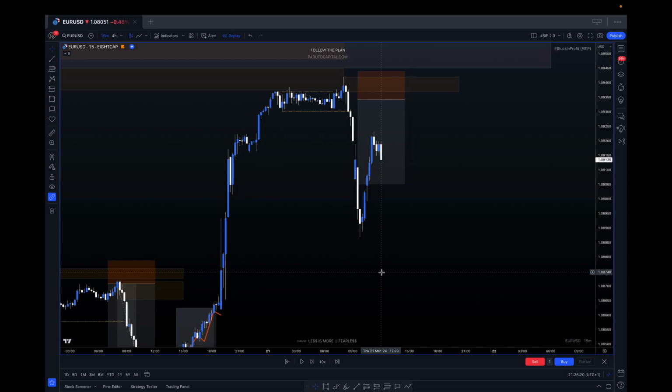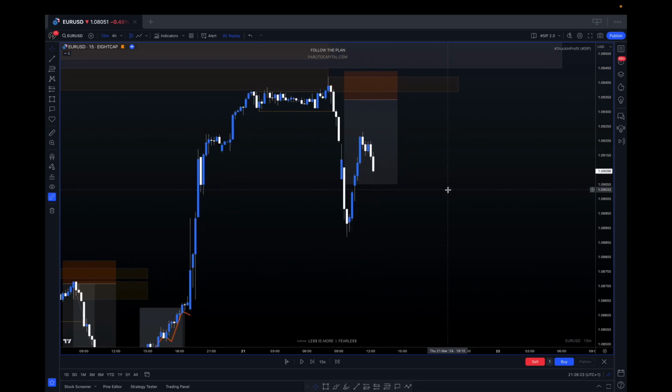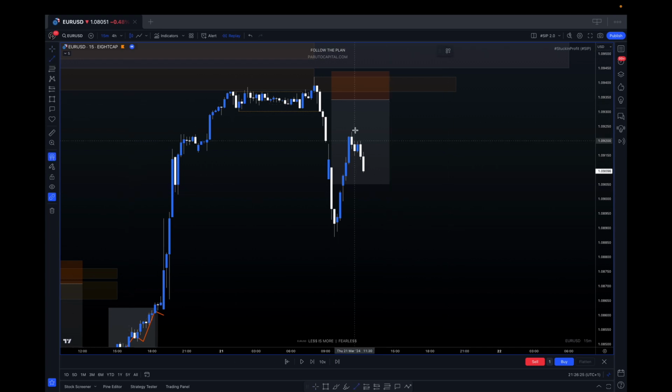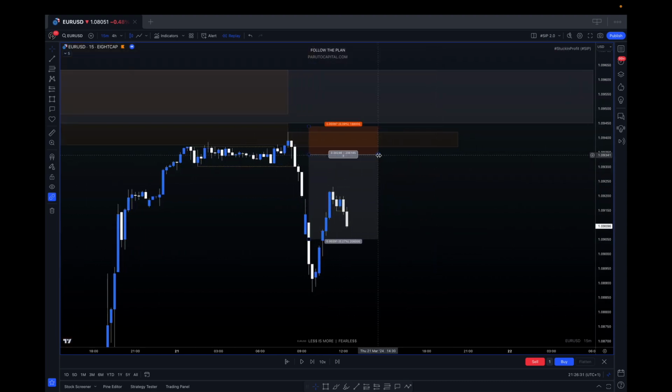So you can see this is 12 noon. Now we're coming into New York session. So perfect. So now coming into New York session, you can see here that price pulled back all the way, filled this gap, and then gave us a change of character. I hope you can see this, right?